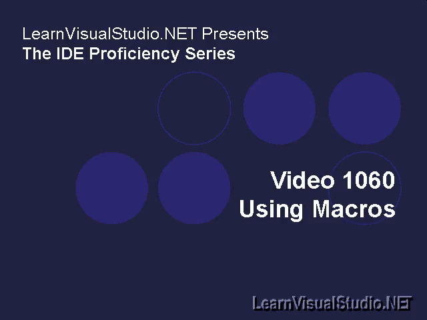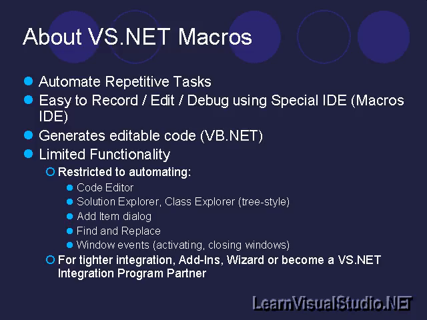In this video, I'll show you how to use macros within Visual Studio.net. Basically, macros are just ways of automating repetitive tasks. You will go into Visual Studio.net and click a record button, and then it will capture almost everything that you do within Visual Studio.net. It translates your clicks and keystrokes into Visual Basic.net code that references a special set of classes that represent Visual Studio.